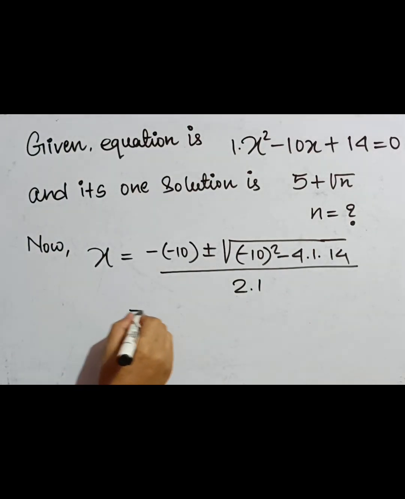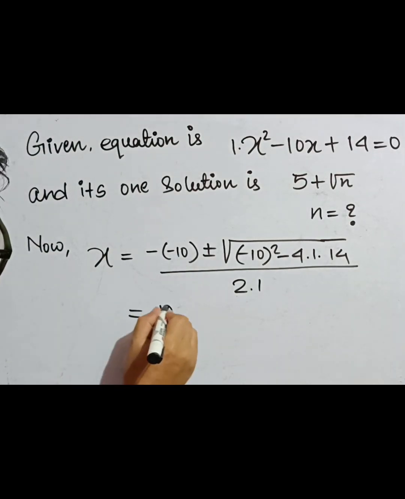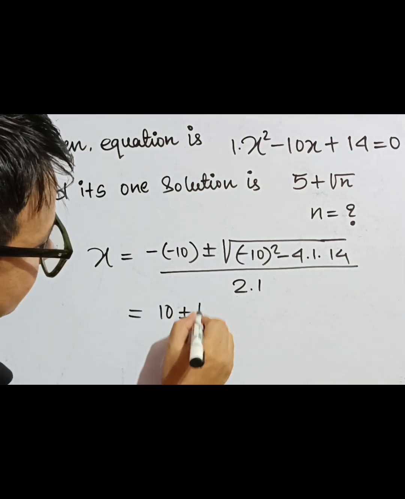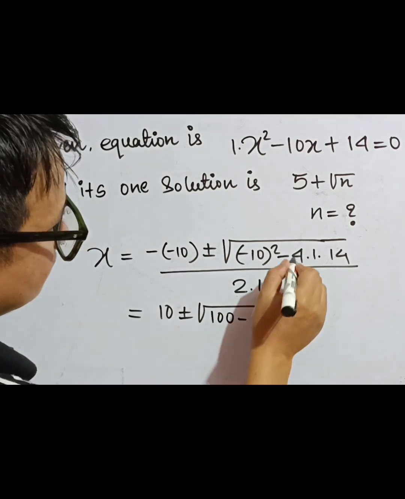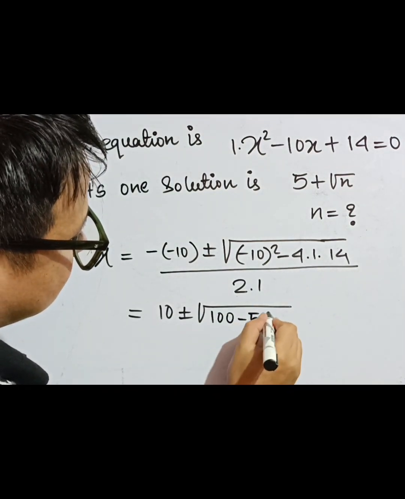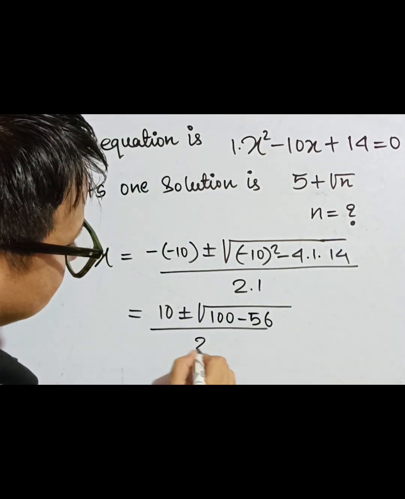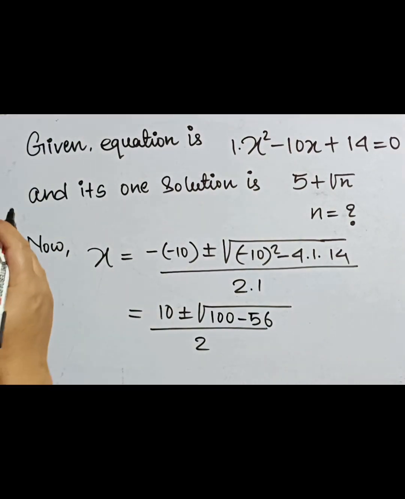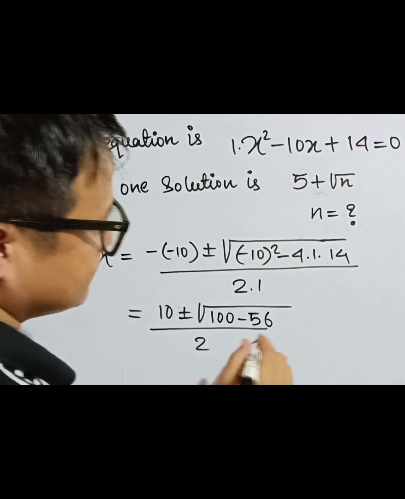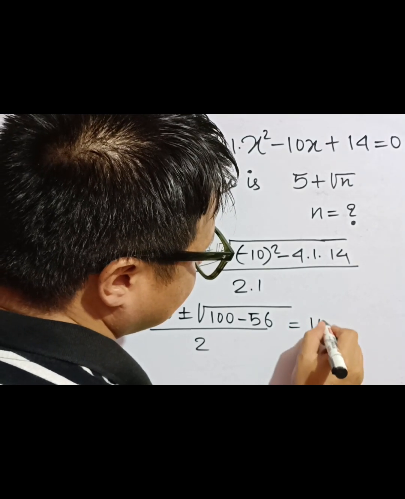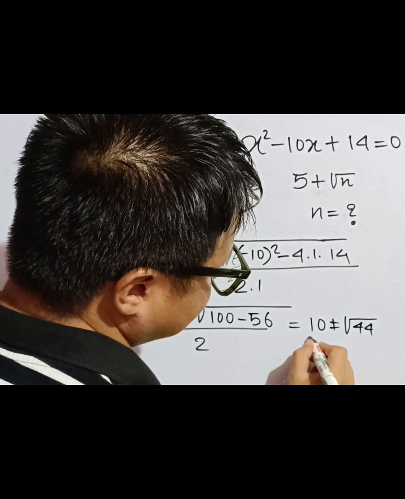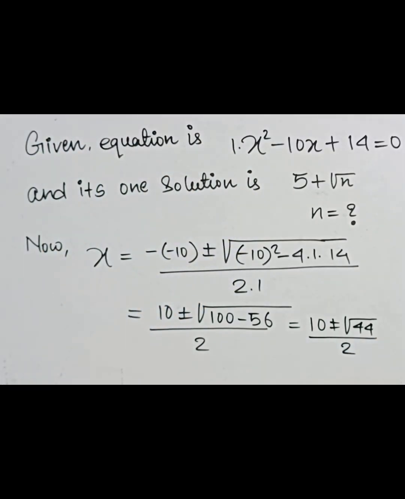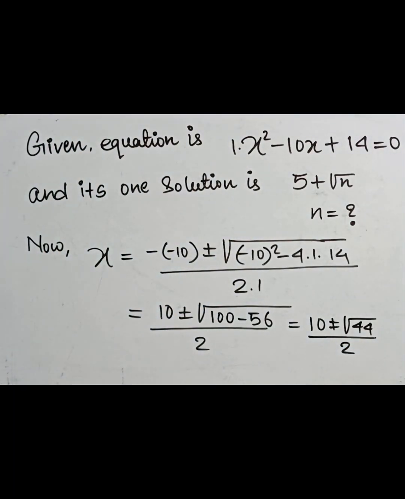And now in the next line, minus into minus plus 10 plus or minus under root minus 10 square is 100, minus into plus is minus, 4 into 14 is 56, and in the denominator 2 ones are 2. Now let us simplify this 100 minus 56. So in the next line it becomes 10 plus minus 100 minus 56 is 44, and in the denominator there is 2.